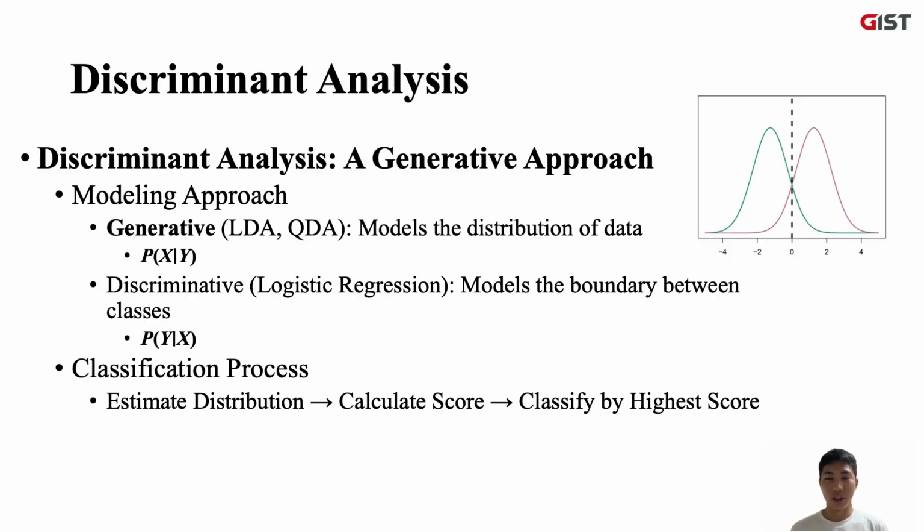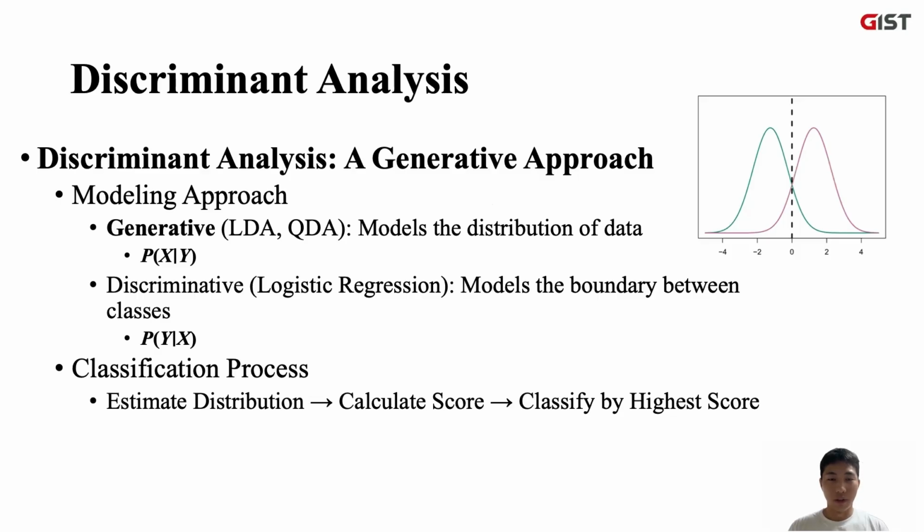Mathematically, this is represented as P(x | y), which models the probability of observing certain data x given the particular class y. On the other hand, discriminative models like logistic regression are different. Instead of learning the underlying distribution of the data, they focus on finding the decision boundary that best separates the classes. Mathematically, this corresponds to P(y | x), where the model directly calculates the probability of a certain class y given the input data x.